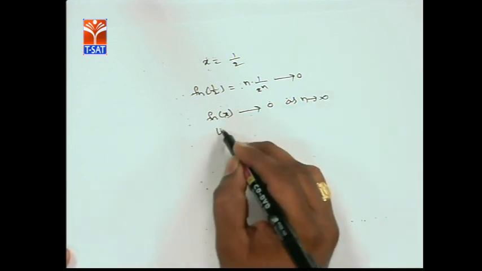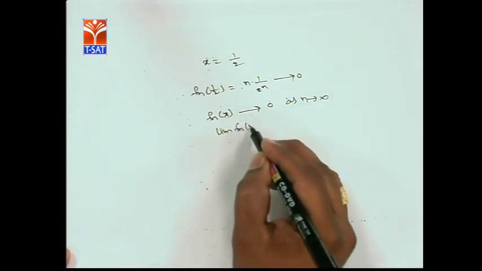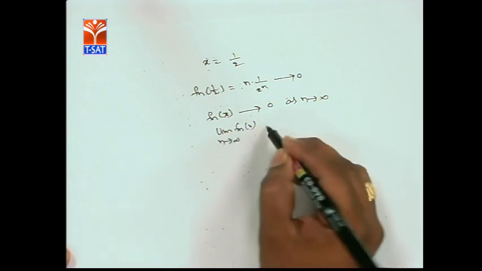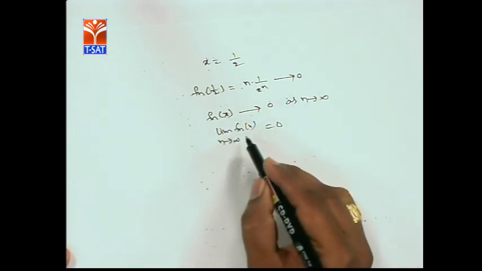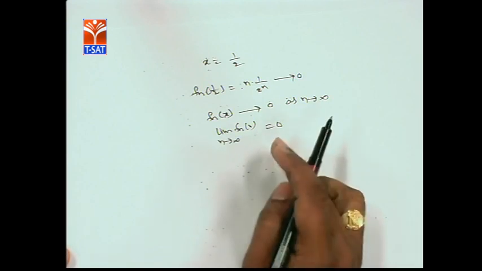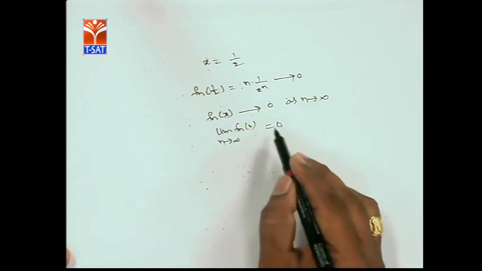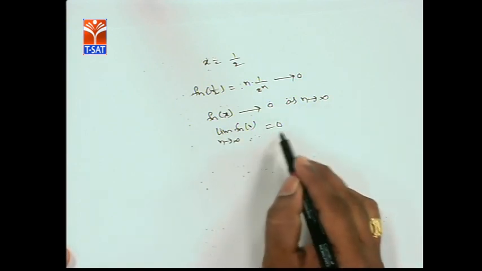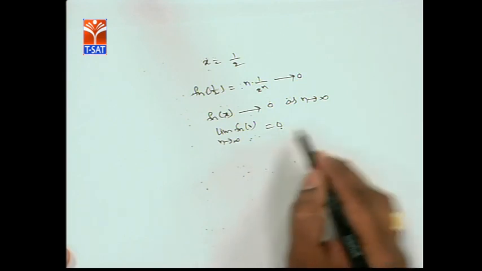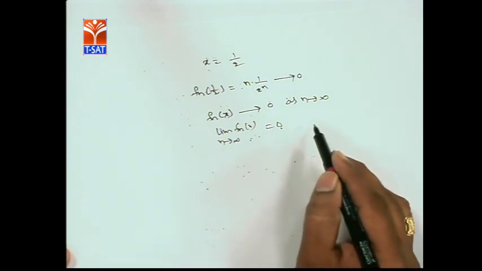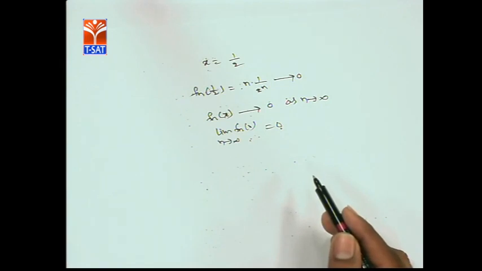So limit of fn of x as n tends to infinity is equal to 0. In this case we say that fn of x pointwise converges to f, that means 0. fn of x pointwise converges to 0 on the interval [0, 1). Now, the next examples.